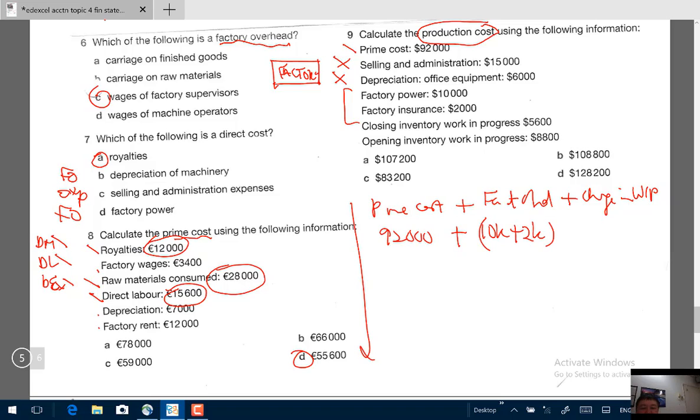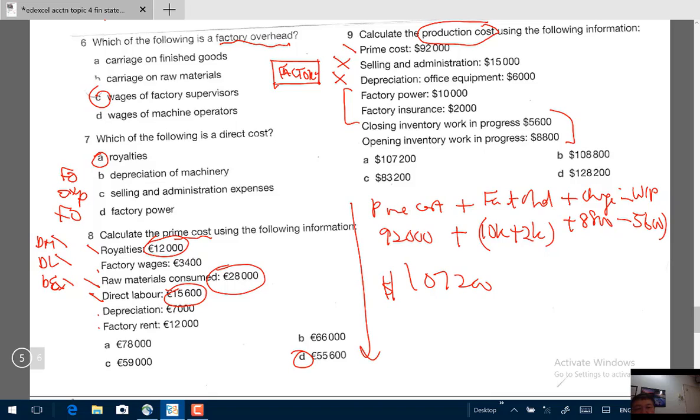You can also arrange it in the long column form. Okay. Closing inventory, change in WIP will consist of the opening WIP less the closing WIP. That would be the change. So it's 92,000 plus 12,000 plus 8,800 less 5,600. So that would be 107,200. Okay, then my working there is pretty clear.